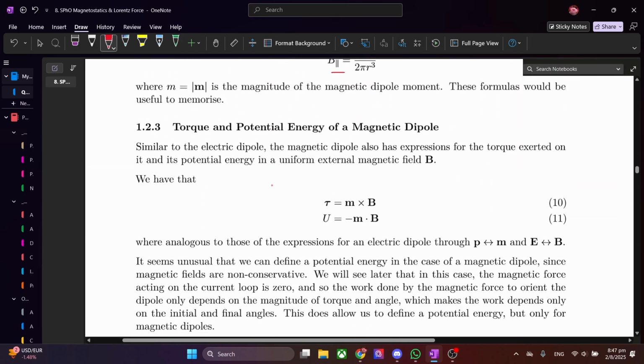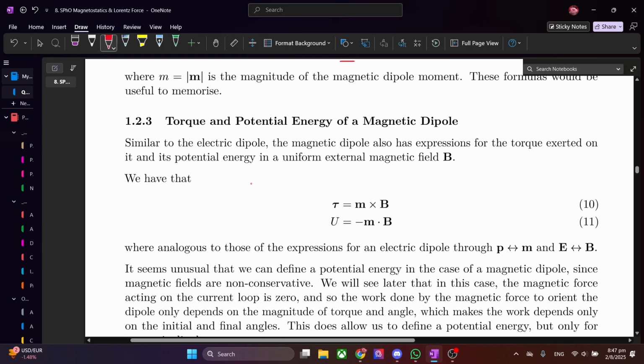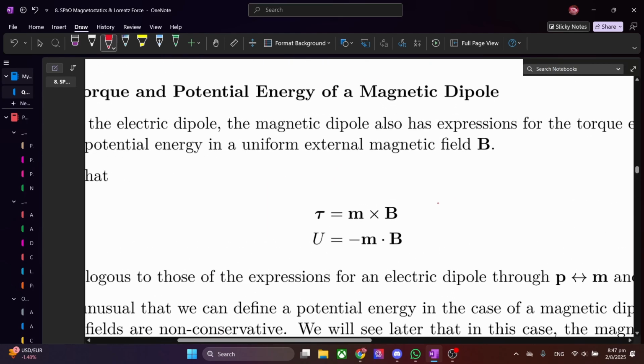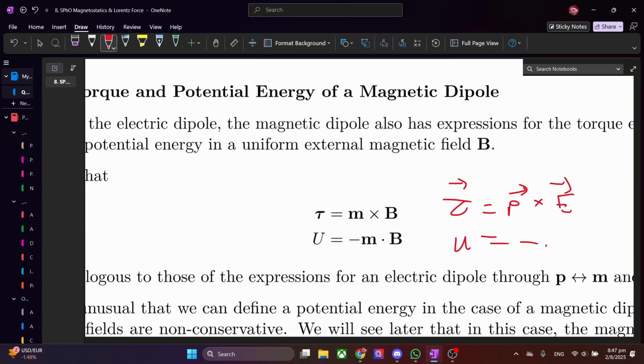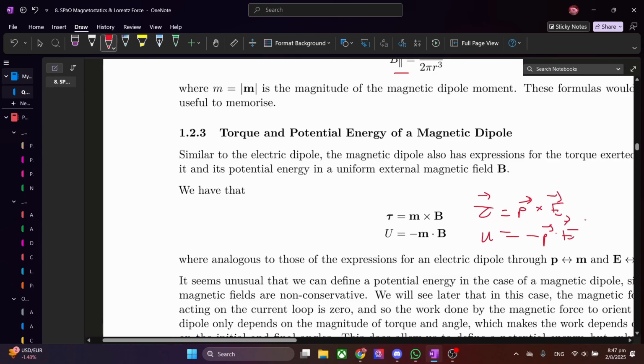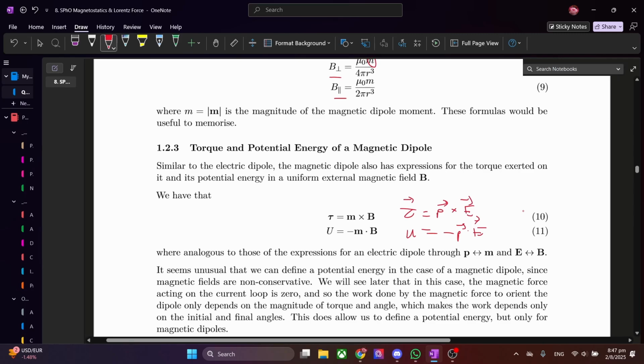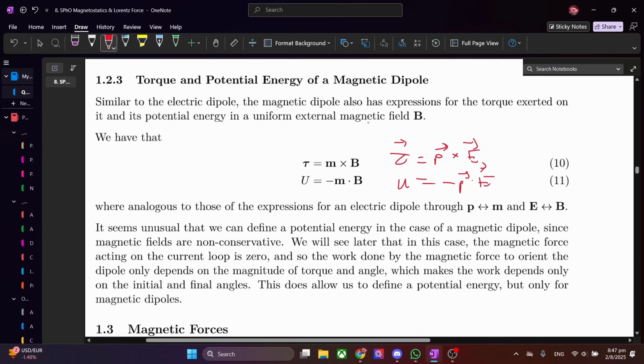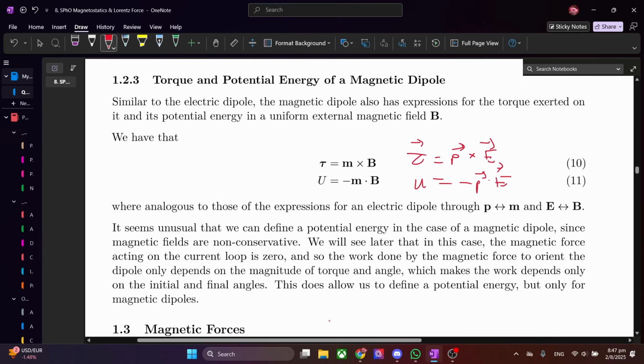And with dipoles, they also come with torque and potential energy, because this is also very similar to those of the electric dipole, where the formulas look something like this. U equals this. So basically it's similar for a magnetic dipole. These are similar expressions, so I'll not talk about them too much.